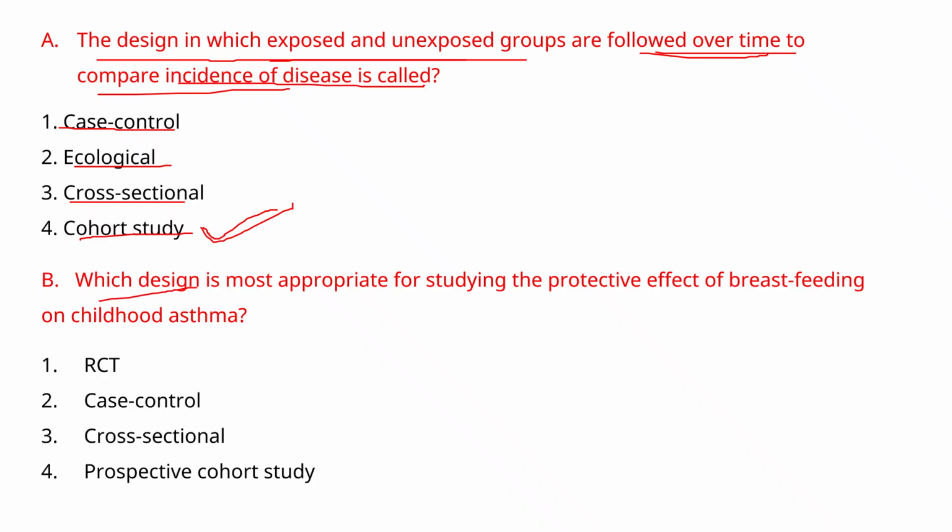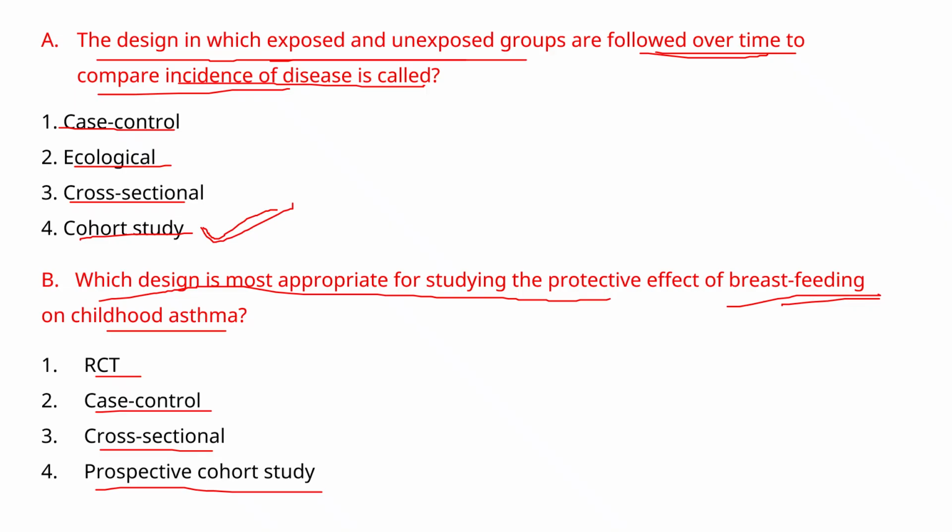The second question, which design is most appropriate for studying the protective effect of breastfeeding on childhood asthma? That means here researchers want to establish a correlation between breastfeeding and development of childhood asthma. The options are RCT, case control, cross-sectional and prospective cohort study. Here the right answer is prospective cohort study, because in the present the newborn baby and their mother are the participants. The researchers will follow them for several years to study whether breastfeeding and childhood asthma have any correlation between them or not.